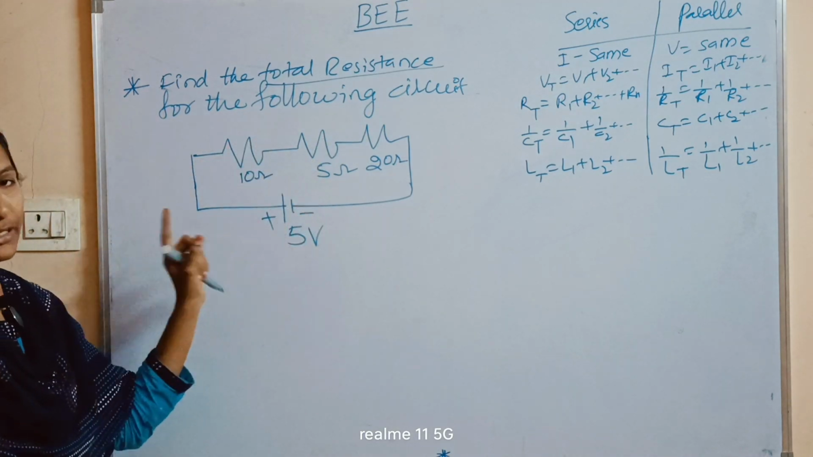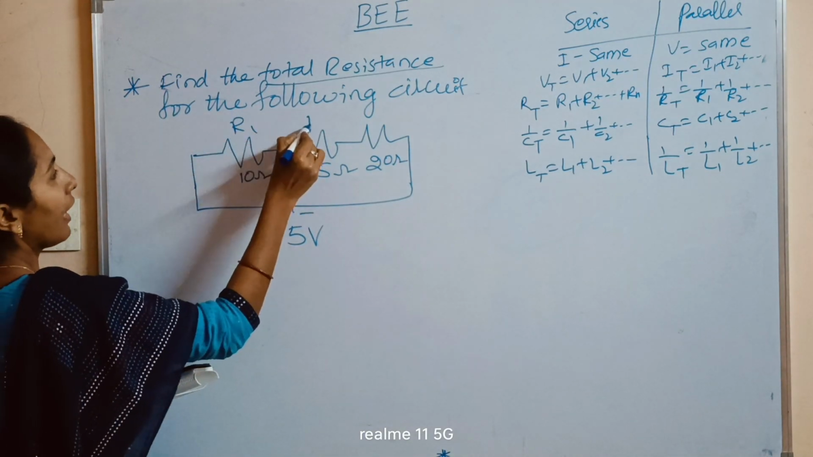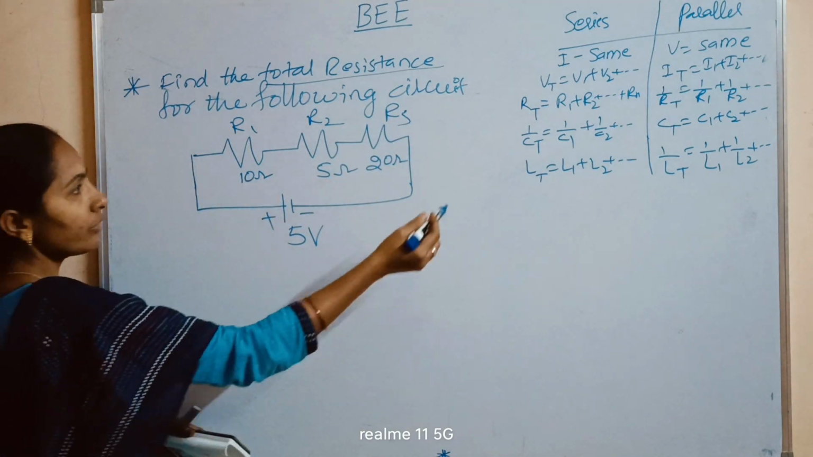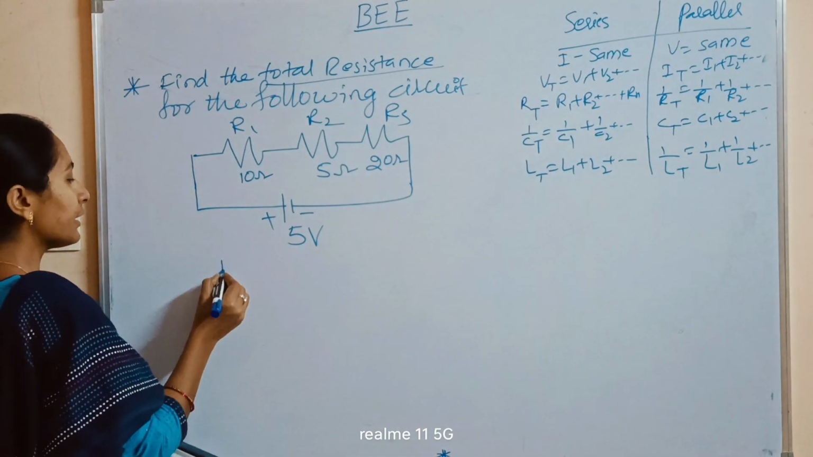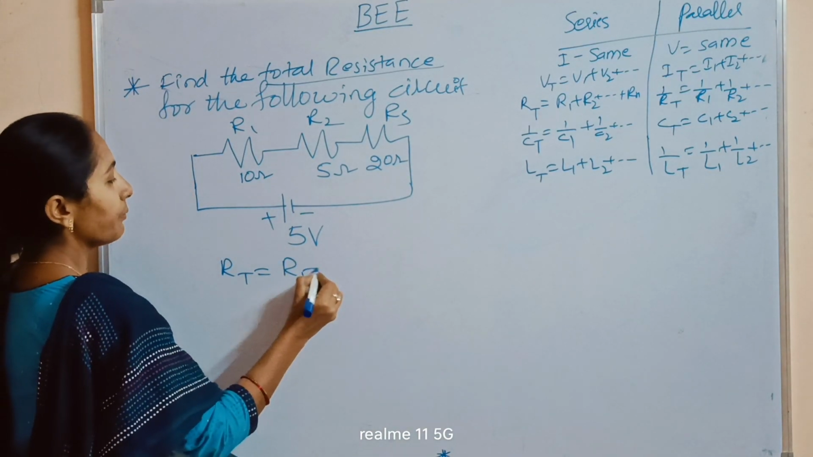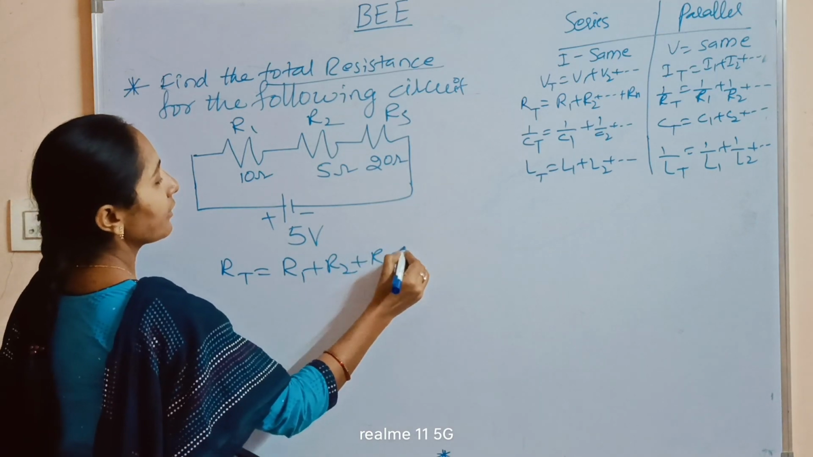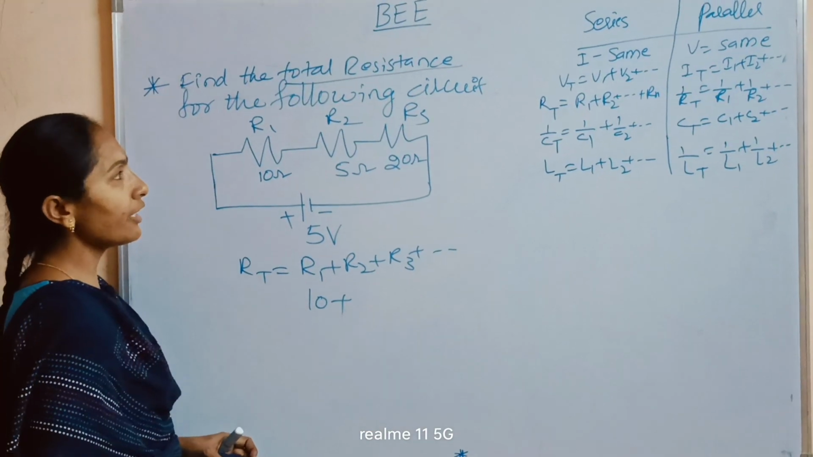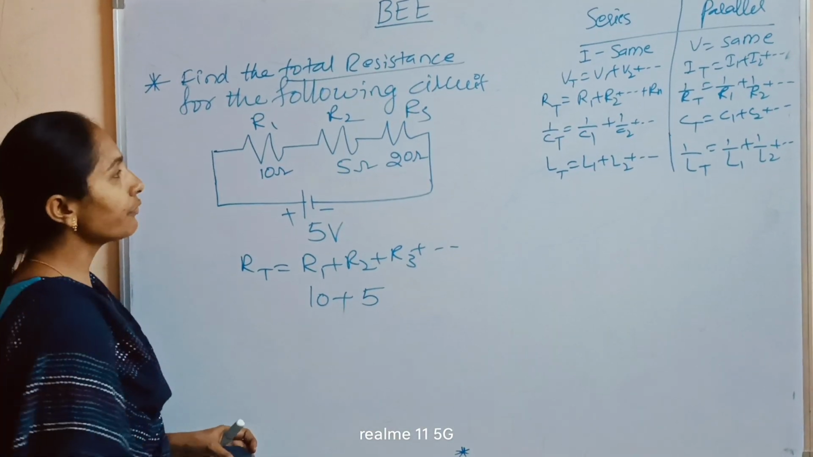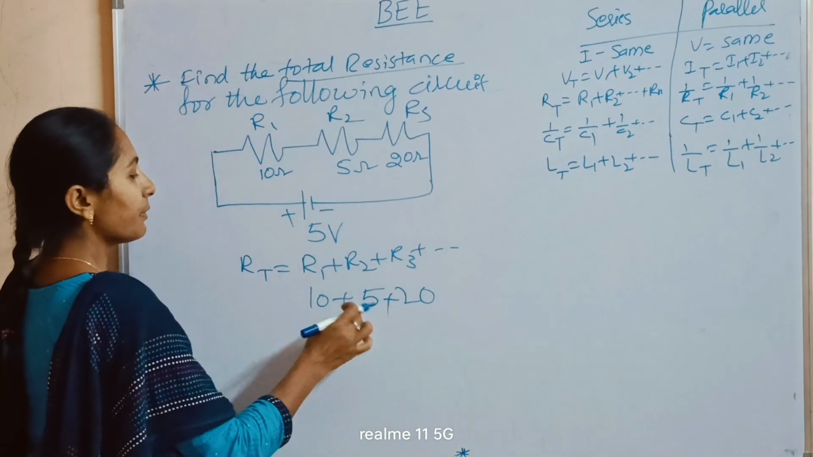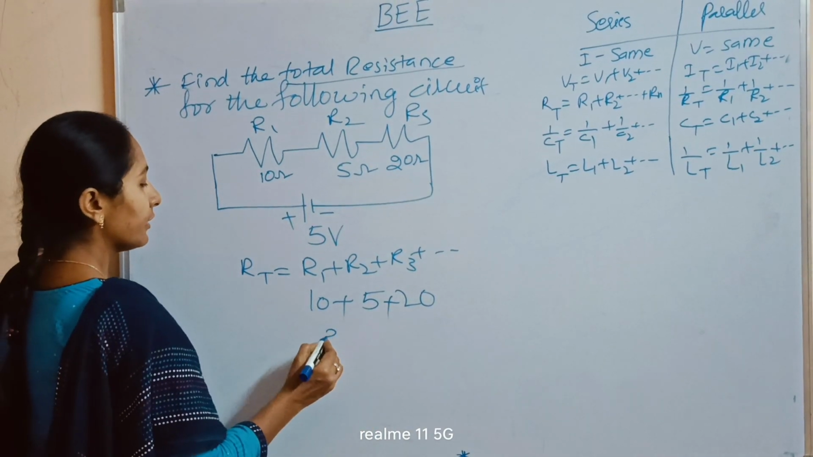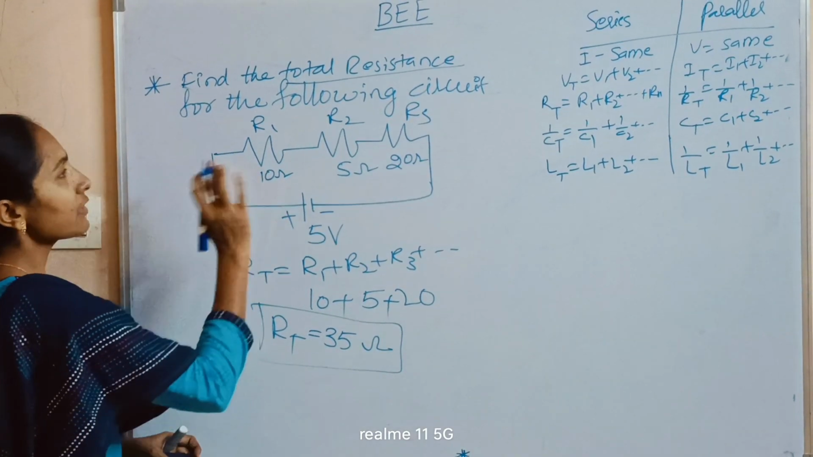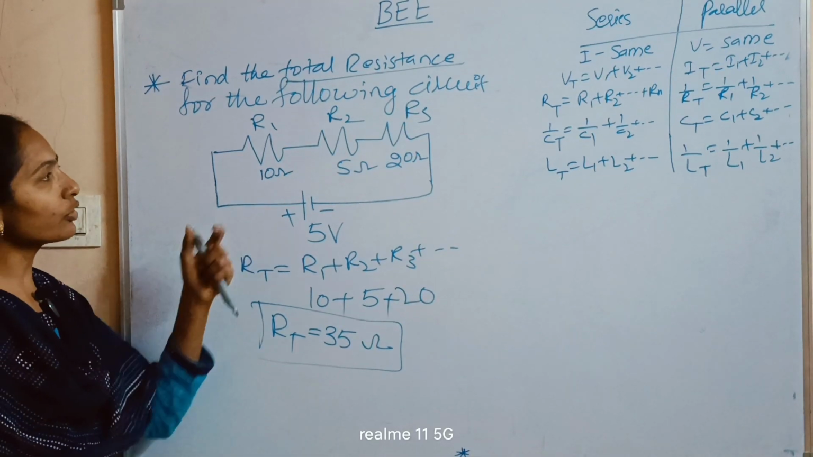So it is a series circuit. R1, R2, R3 are connected in series. In series combination, what is the total resistance formula? R total equals R1 plus R2 plus R3 plus so on. What is the value of R1 here? 10. What is the value of R2? 5. What is the value of R3? 20. So 20 plus 5 is 25, 25 plus 10 is 35 ohm. This is the total resistance for this circuit.